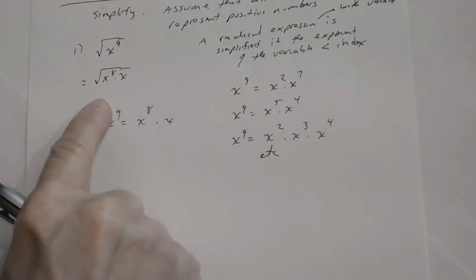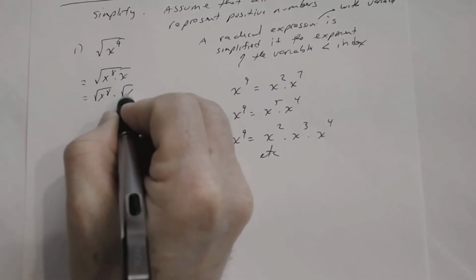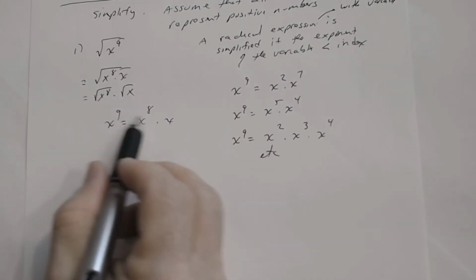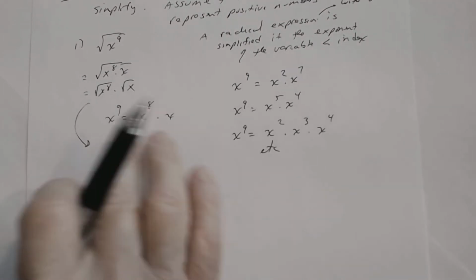So what that means is this. I can rewrite this as the square root of x to the 8th times the square root of x. Okay? And I should have left some room here, so I'm going to just go further down here. And so now we know this.